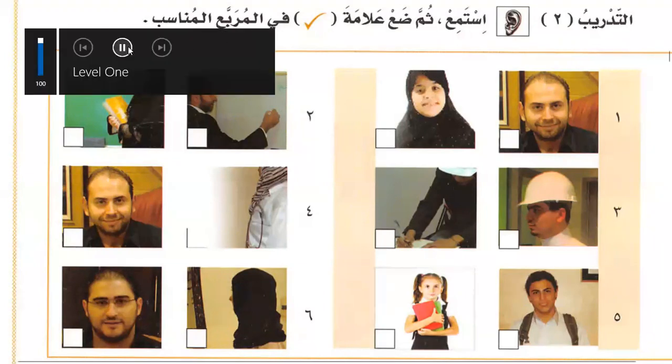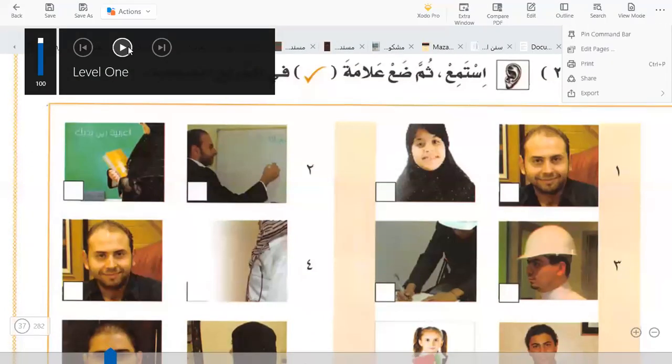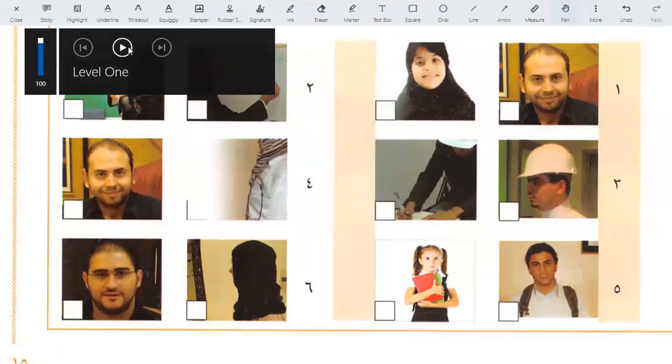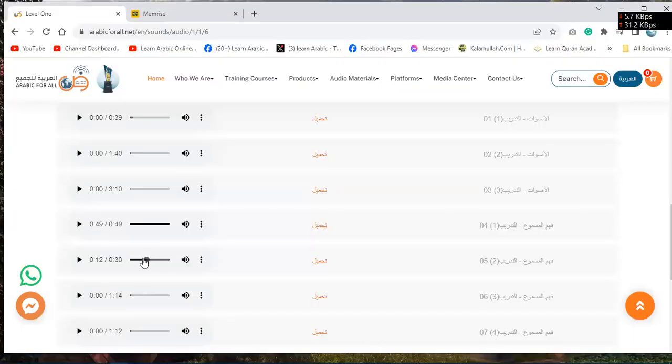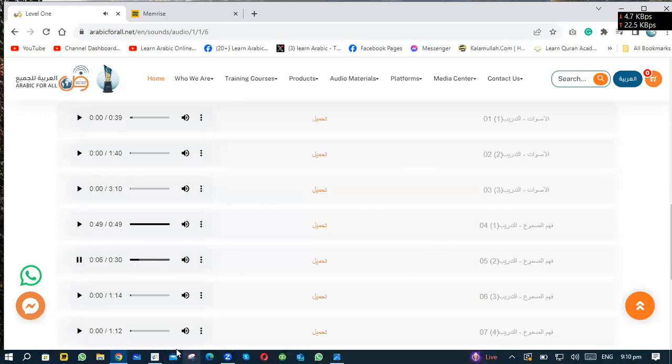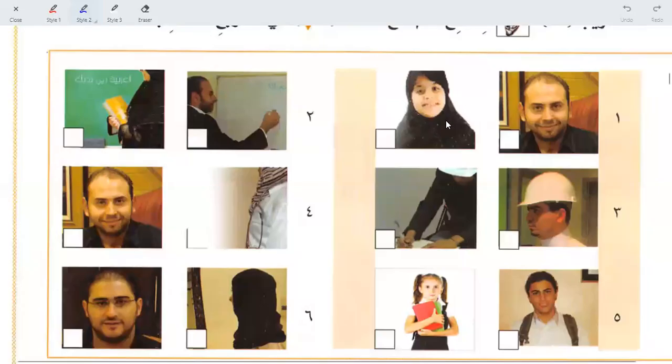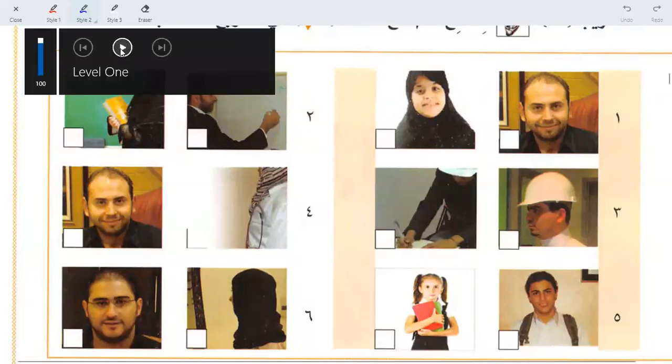One: this is my brother. Are you here? Yes, sir. Which option? You have two options here. Listen to the sentence again, okay? Then you tell me which picture, first picture or second picture. Two. So which one? This is my brother. What is the meaning of this is my brother?